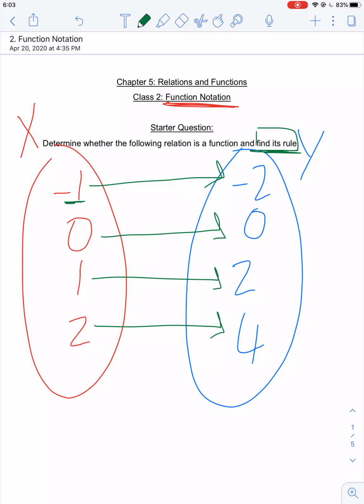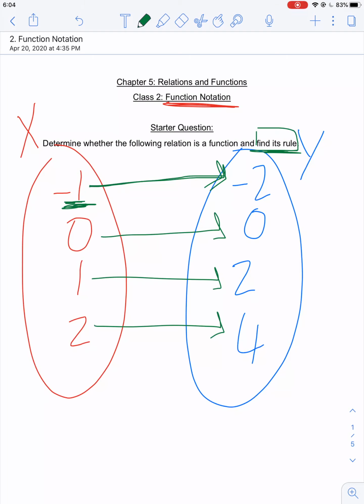And obviously I'm going to continue. Okay, so let's start with whether or not it's a function. For this to be a function, each element in my x set can be associated to maximum one element in my y set. Or the way your textbook says it, exactly one element. And as you can see, that is the case.